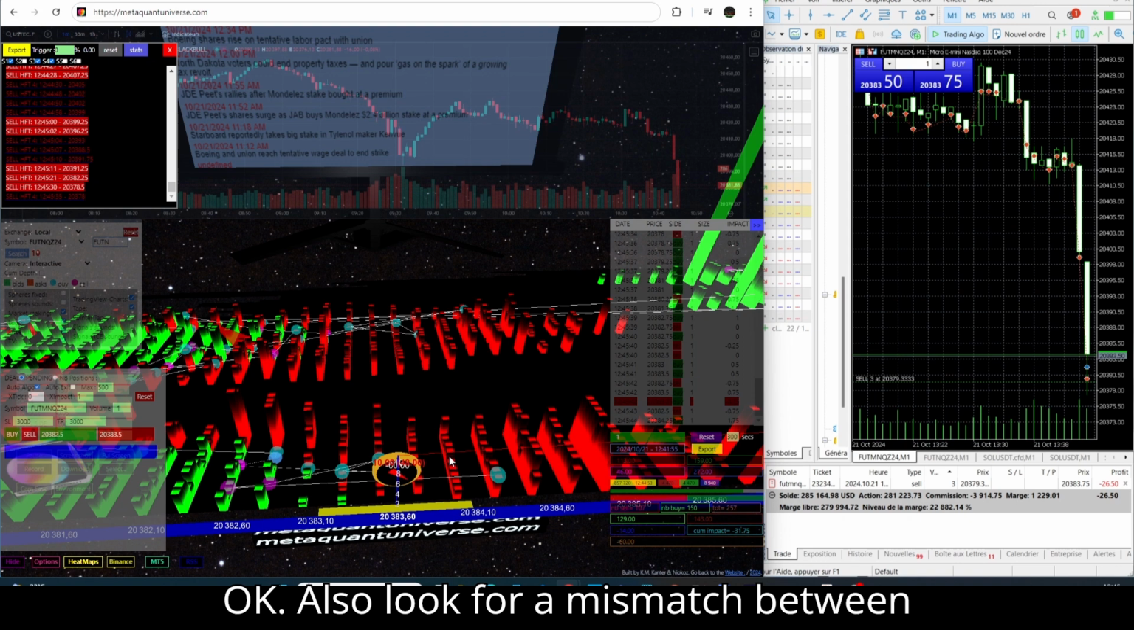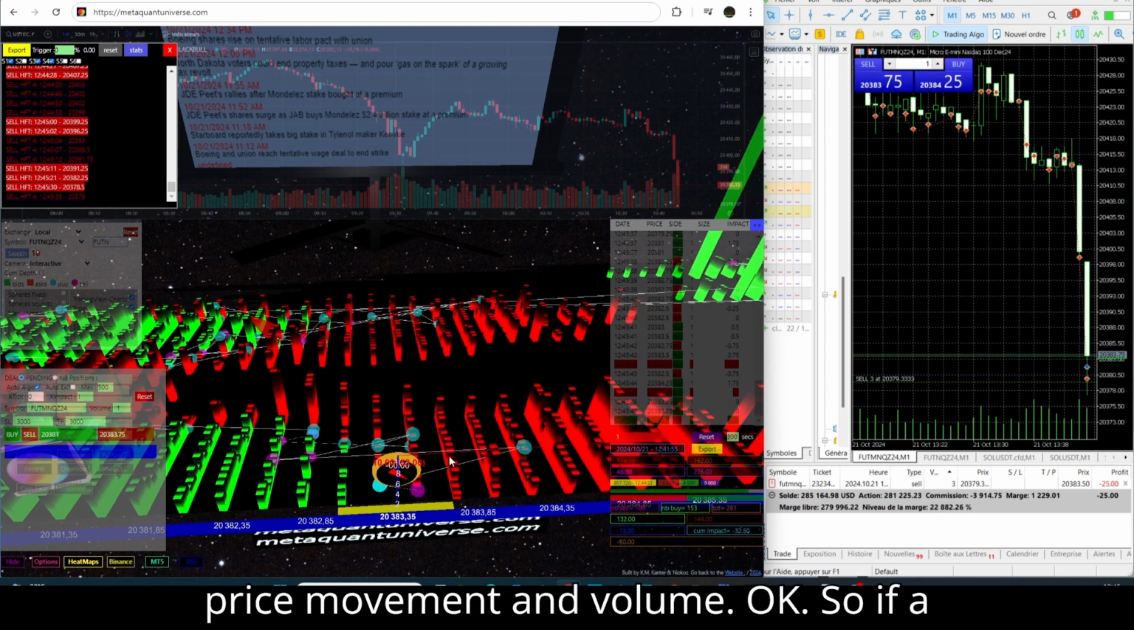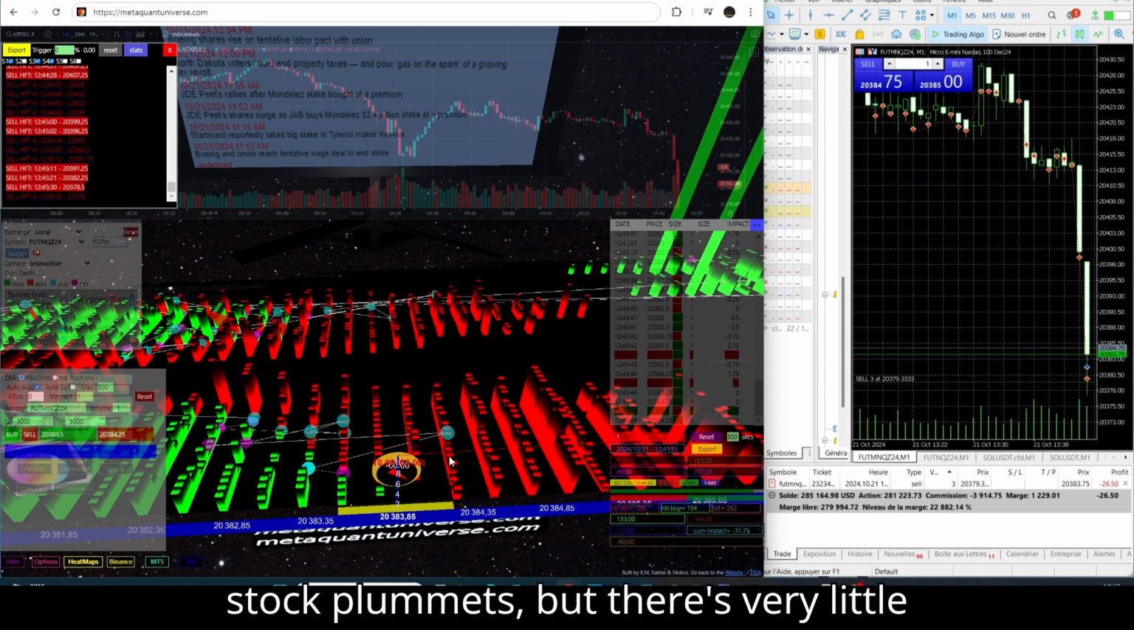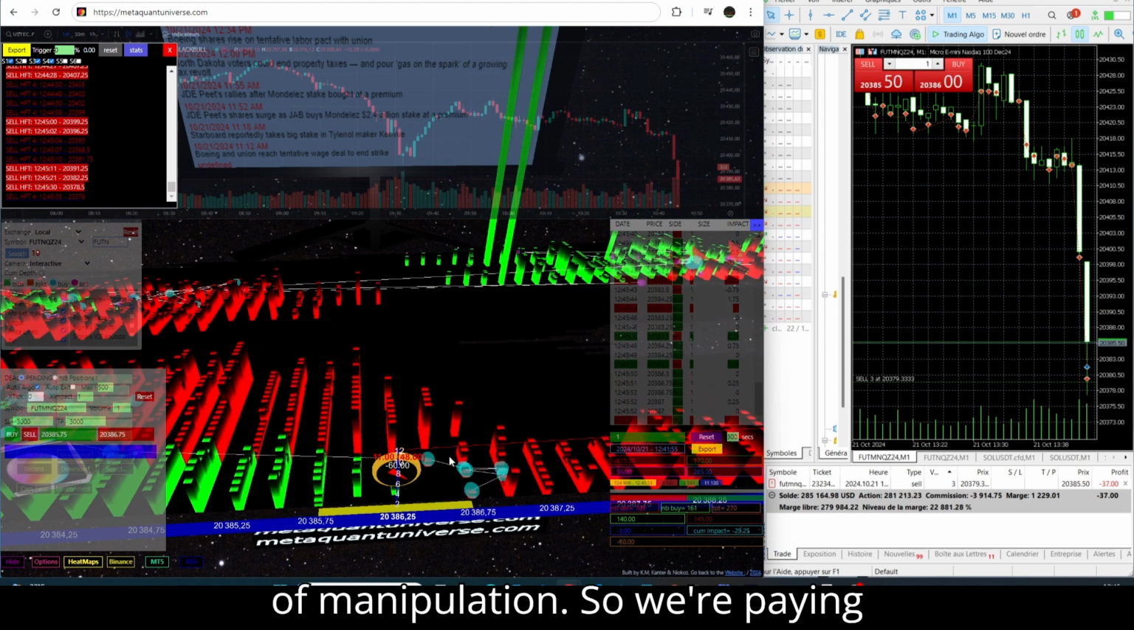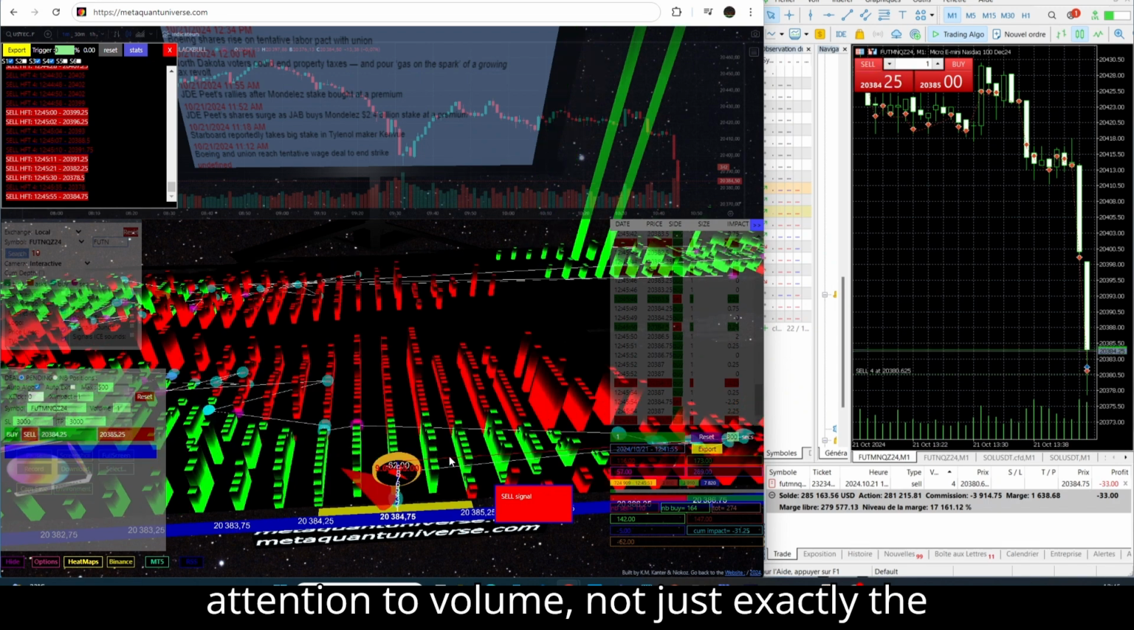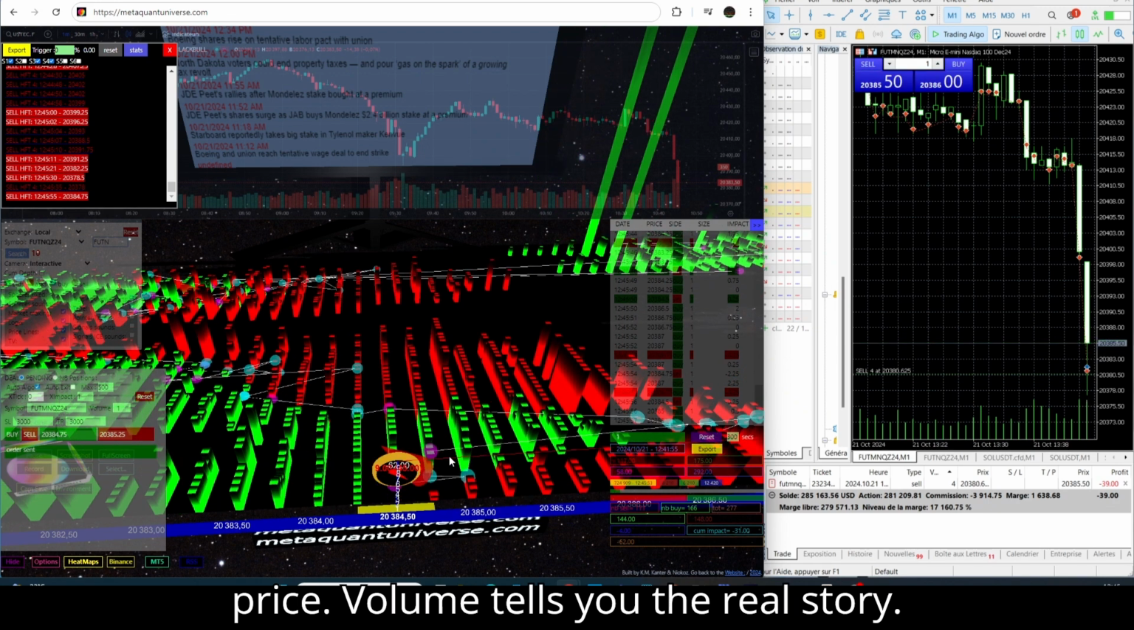Also, look for a mismatch between price movement and volume. So if a stock plummets, but there's very little trading volume, it could be a sign of manipulation. So we're paying attention to volume, not just price. Exactly. Volume tells you the real story.